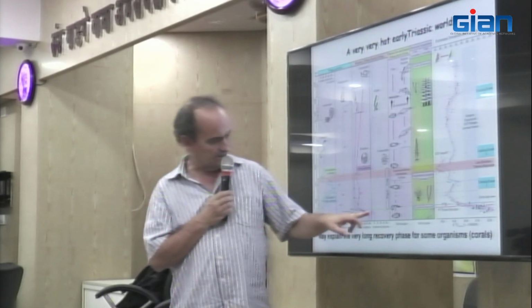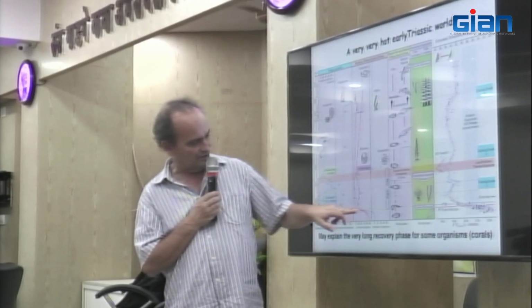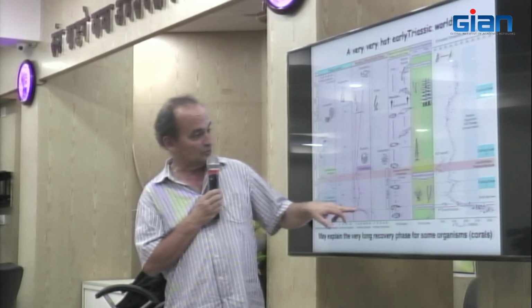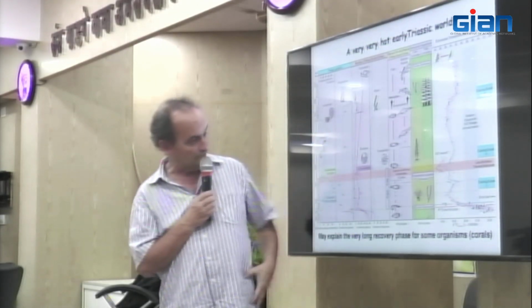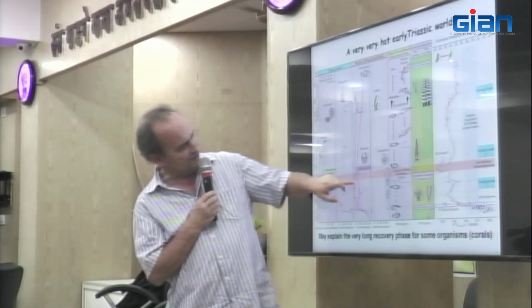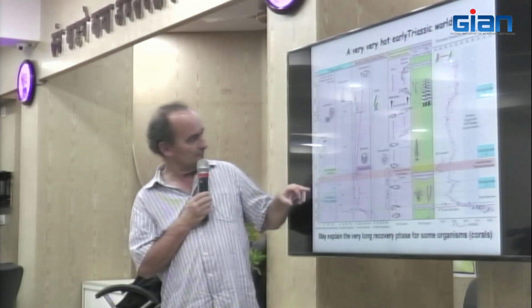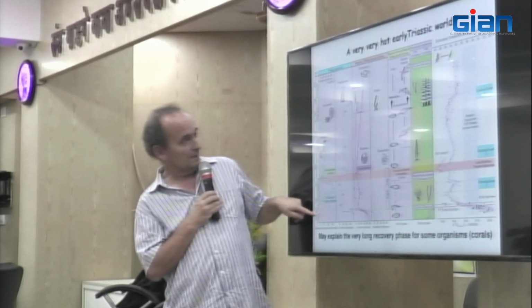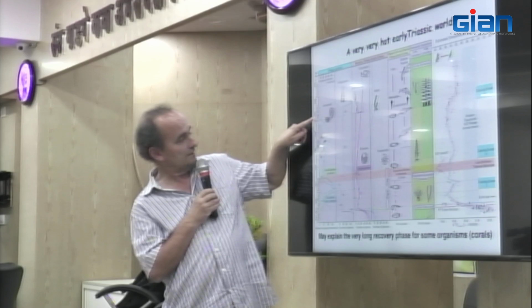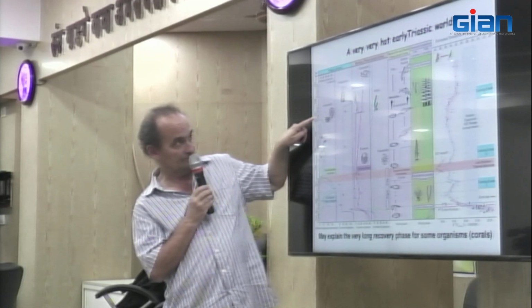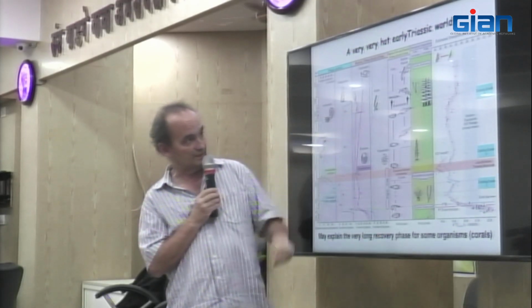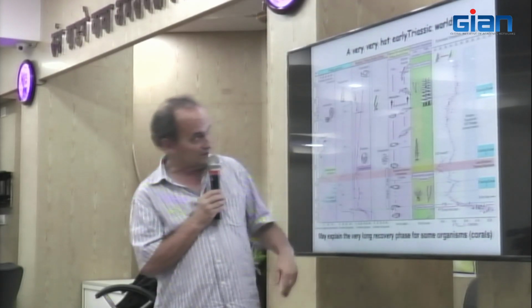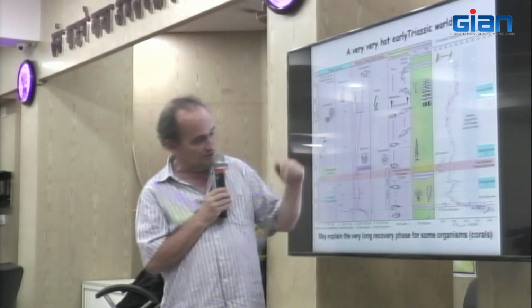Here, the decrease in diversity of bivalves, gastropods, and brachiopods. So you can see that the recovery here, you have 251, and here you are somewhere 5 million years later for this recovery, for example. And the same can be said for algae, for foraminifera, and so on.